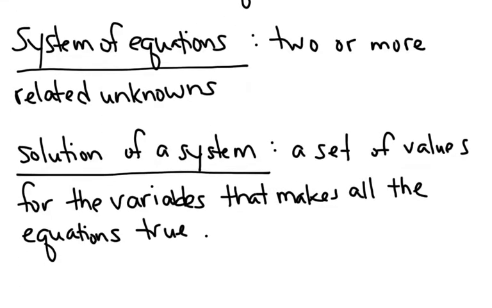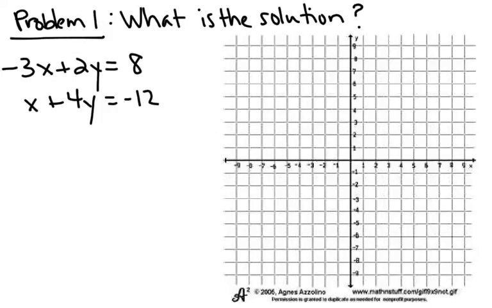The solution of a system is going to be the set of values for the variables that make all the equations true. When we graph 2 linear equations on the same coordinate plane, the solution is where the graphs intersect. So let's do an example of graphing.